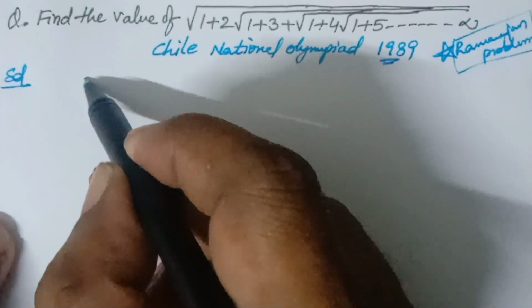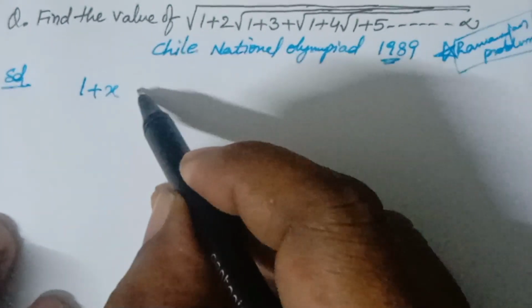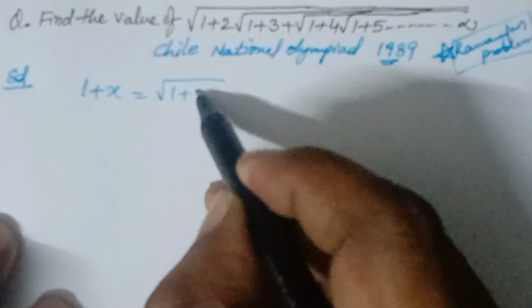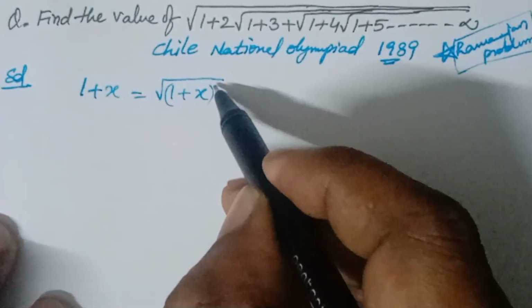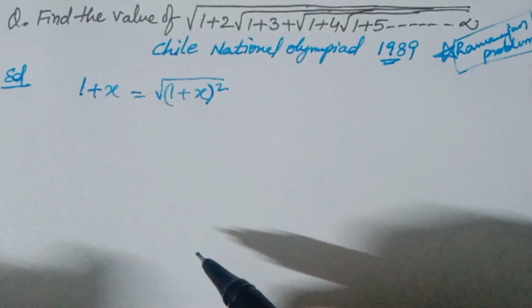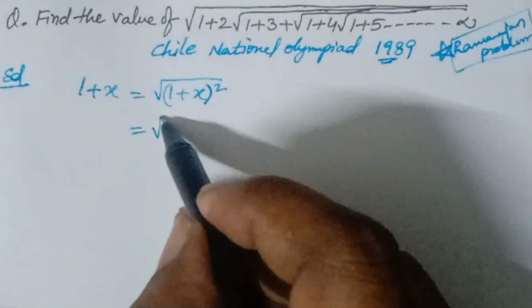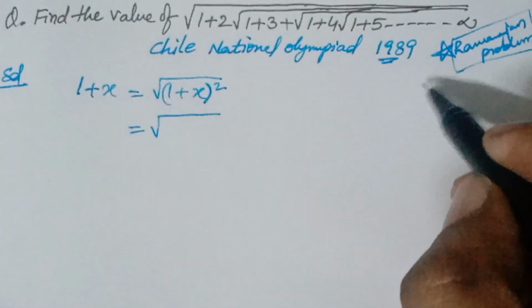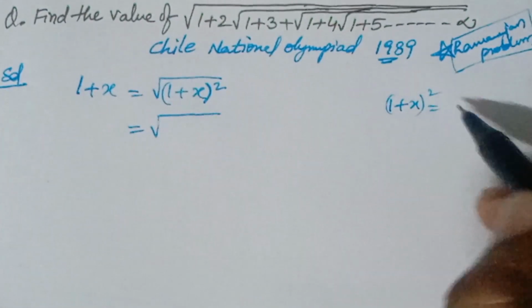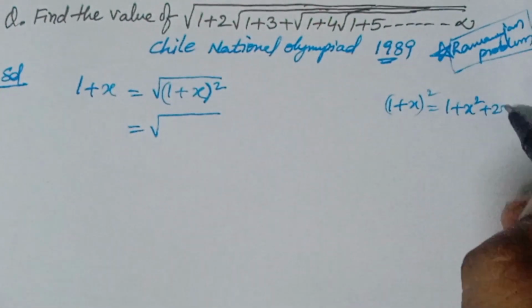Let us take 1 plus x. Without changing the equality, 1 plus x can be written as the root of (1 plus x) whole square. Here, (1 plus x) whole square in expanded form is 1 plus x square plus 2x.